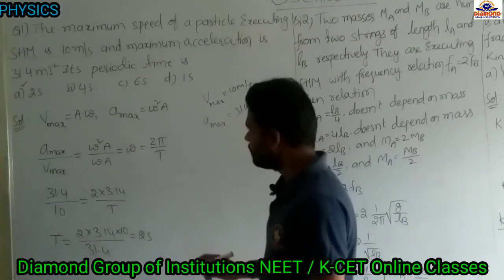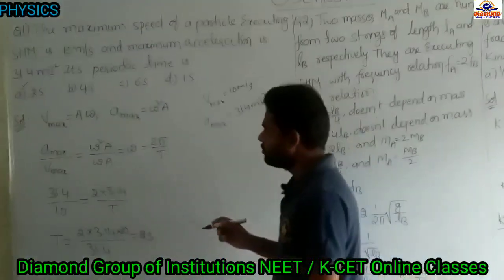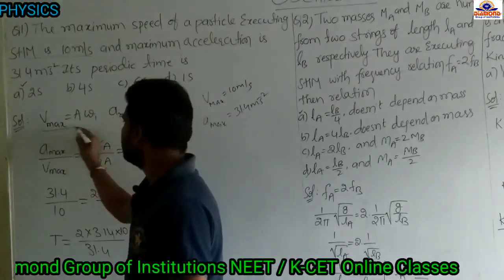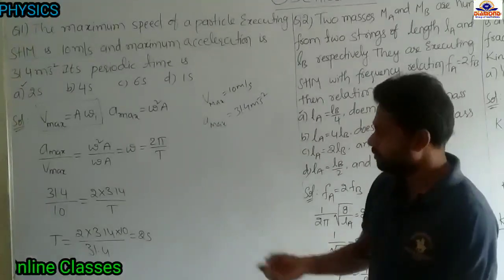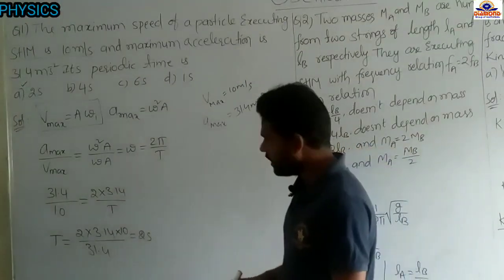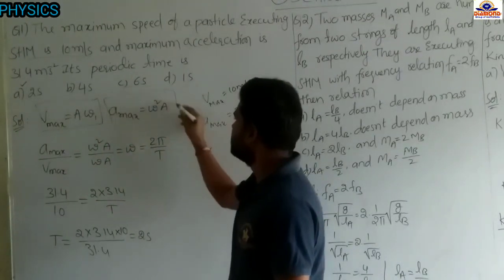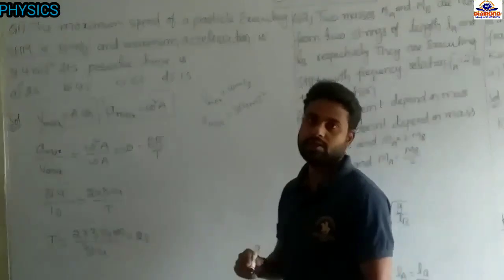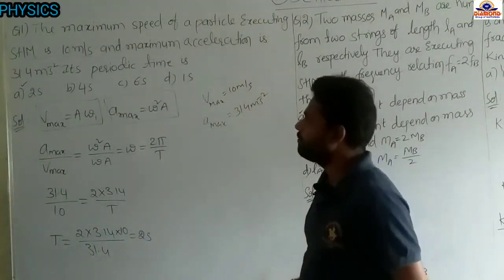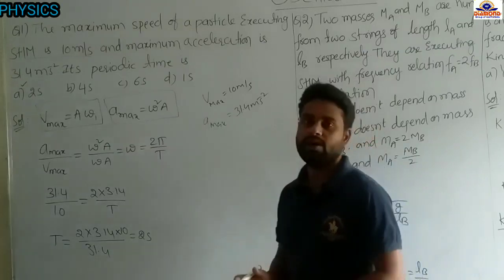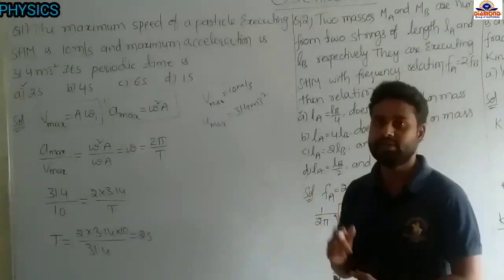Already we know the formulas for the maximum speed and maximum acceleration. The maximum speed formula is V max equal to a omega, where A is the maximum amplitude and omega is the angular frequency. Next, the maximum acceleration formula is a max equal to omega square a. Now they are asking the time period. To get the time period, we just have to take the ratio of acceleration to velocity, then we will get the time period.